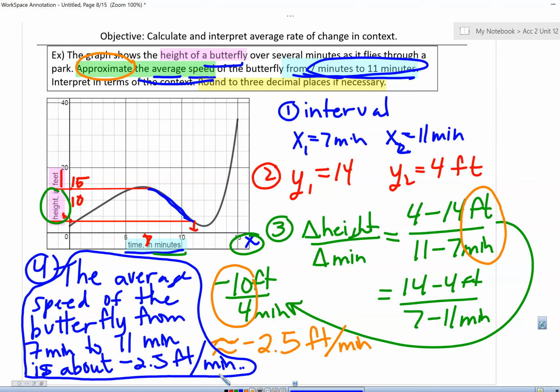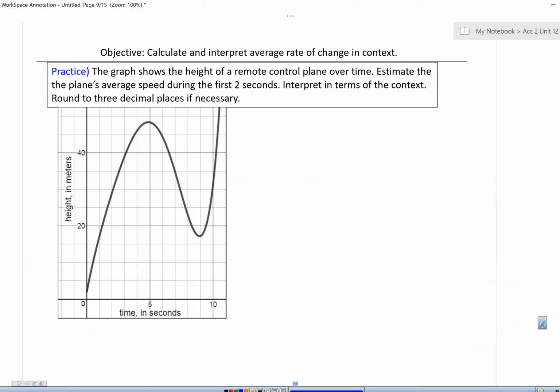All right, let's try a practice problem. So here's your practice problem. Pause your video. All right, let's take a look at the answer.